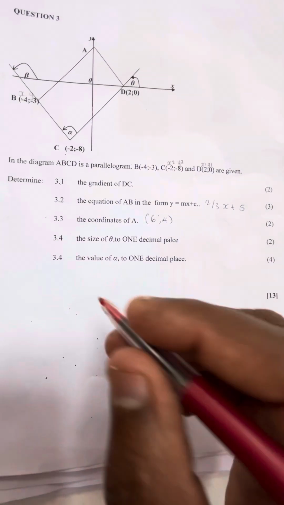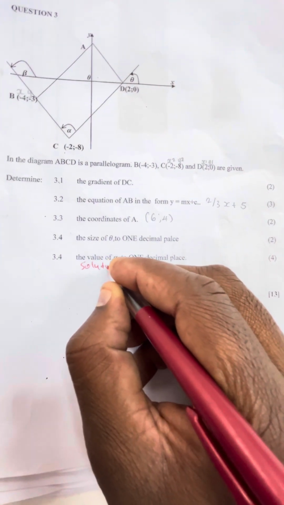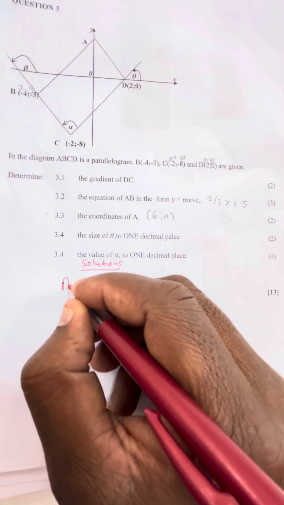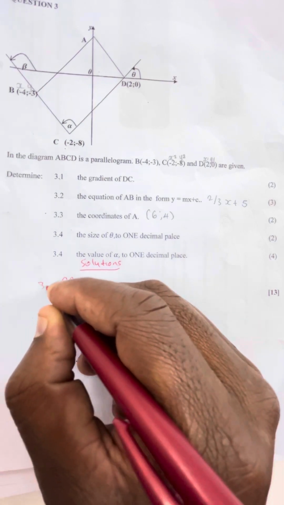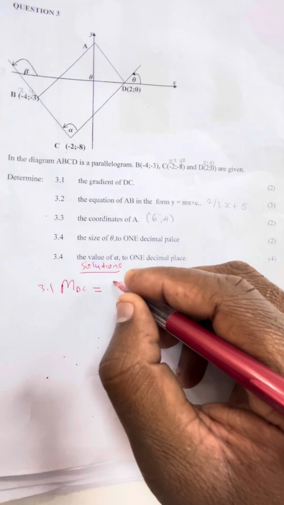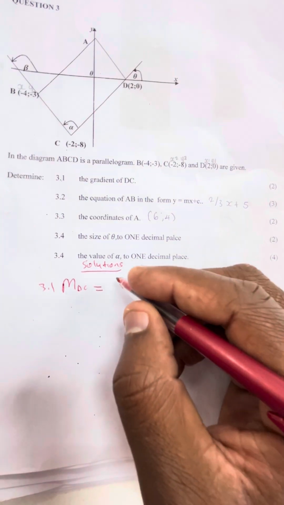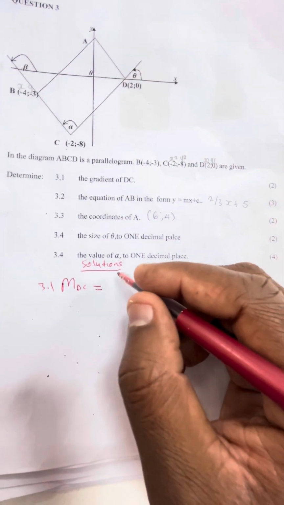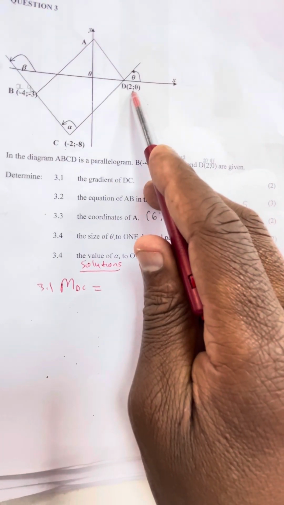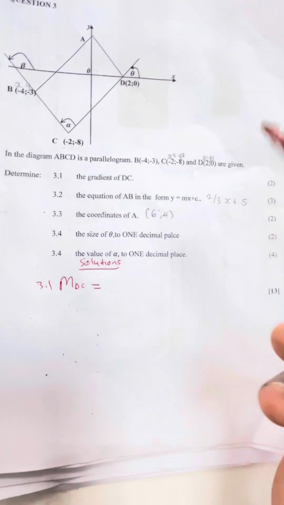To determine the gradient of DC, let me just write solutions. The gradient of DC, which is 3.1, you're going to say this will be equal to, just write your formula wherever you are, right? But this time around, I'm not going to write a formula for you guys. But you know that you have to name your values, x1, y1, x2, y2.